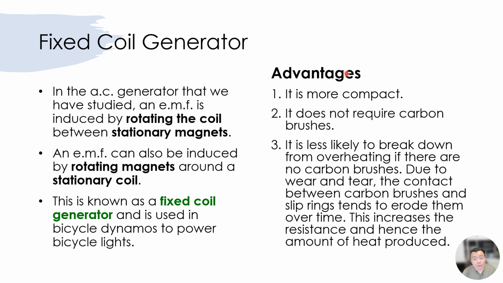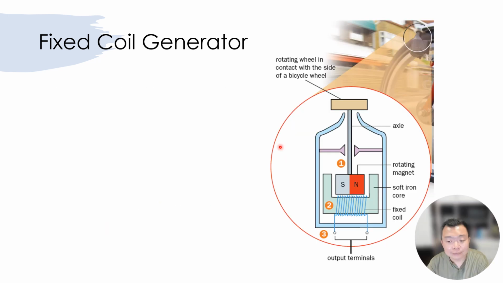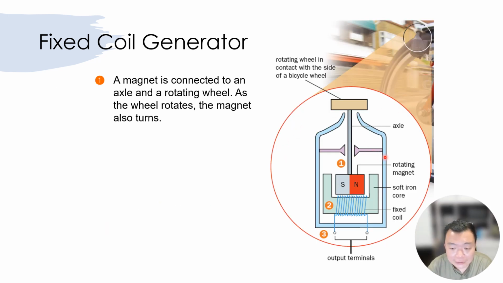We can make it into a smaller, more compact size, and less likely to break down, because carbon brushes are prone to overheating and wear and tear. Okay, so this is an example of a fixed coil AC generator, where we fix the coil, we don't rotate the coil, instead we rotate the magnet, and therefore the coil experiences a change in the magnetic field lines.